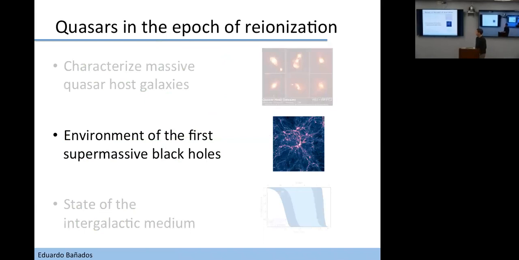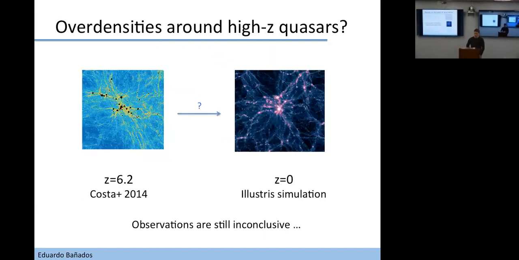I'm coming back to that slide in a few more, but I also want to very quickly talk about the environment of these objects. I told you that they might live in interesting environments. We have some evidence that they're very massive and have very massive black holes. When you look at simulations of what you expect for the environment of a high-redshift quasar, you expect them to live in overdensities on megaparsec scales, and then if you make them evolve to redshift 0, they end up being galaxy clusters.